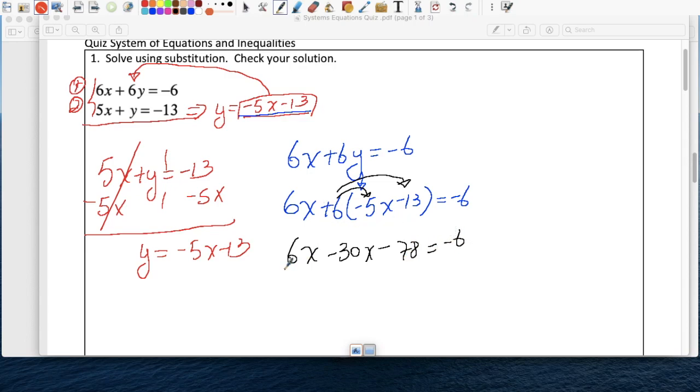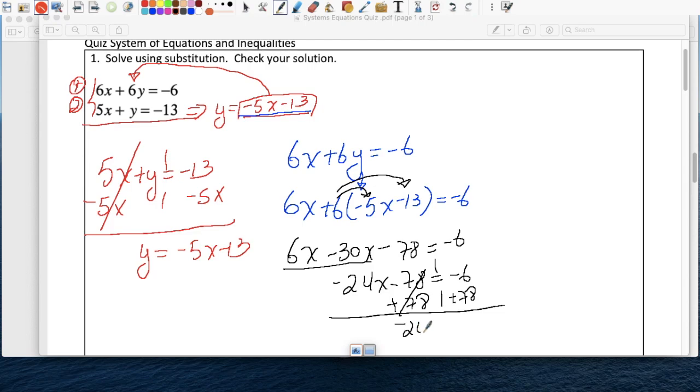We can combine like terms. I combine these two and get negative 24x minus 78 equals negative 6. It's a two-step equation, so let's add 78 on both sides. This goes away, negative 24x comes down, and this is positive 72. Divide by negative 24 on both sides, and x equals negative 3. So now I know what x is.